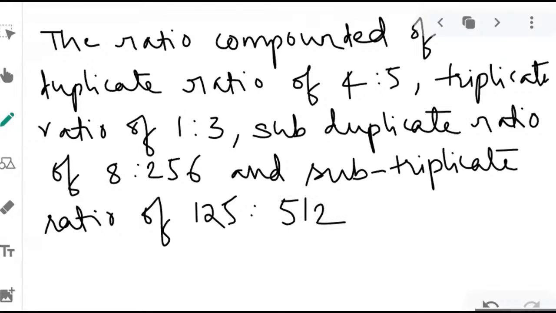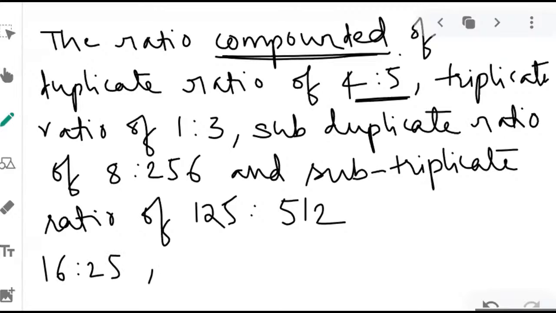Right? So what part didn't you understand in this? The compounded part? Mamta? Rest all we have done, right? What is the duplicate ratio of 4 is to 5? 16 is to 25. What is the triplicate ratio of 1 is to 3? 1 is to 27.